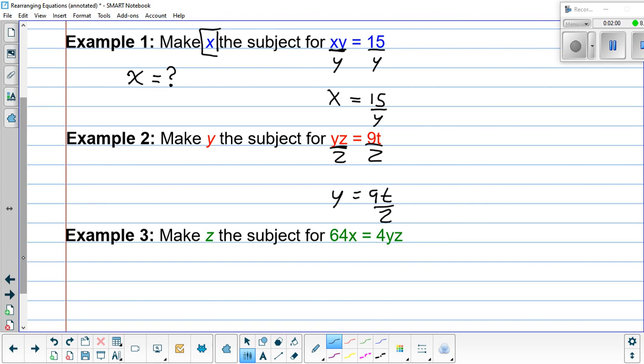So we want to leave z alone over here. So we have to divide by that 4y. So we divide by 4y. So this is what I was mentioning. 64 divided by 4, you should be able to do that, right? That's 16. And so we're going to have 16x over y. That's going to be equal to z. Lastly, just rewrite as z equals, we just copy exactly what we have off the page. Okay.